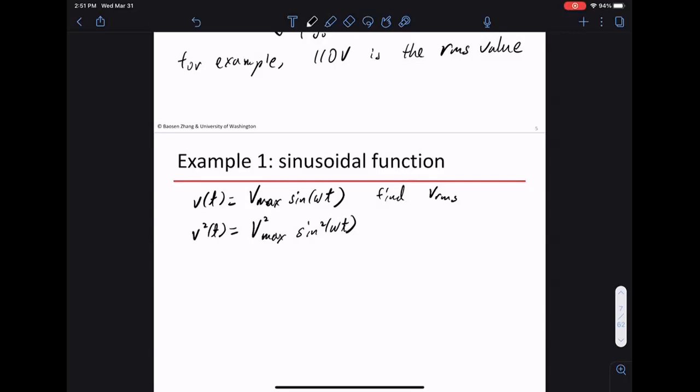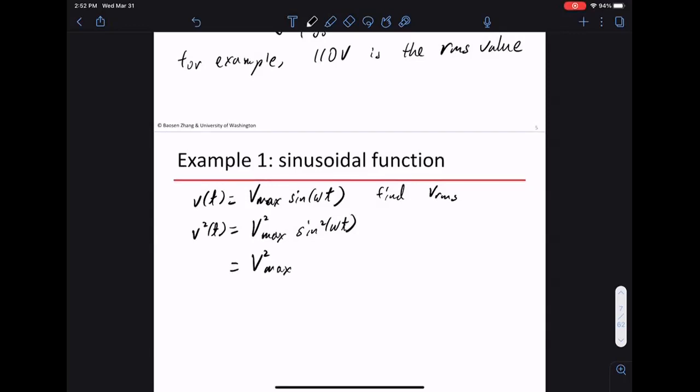Does anybody remember the trick for doing this? Trigonometry. Right, so you use trigonometry. There are a lot of trigonometric identities you can look up, but for this class you need to know the following identity. We'll use this one: sine squared is 1/2 times (1 minus cosine 2 omega t).